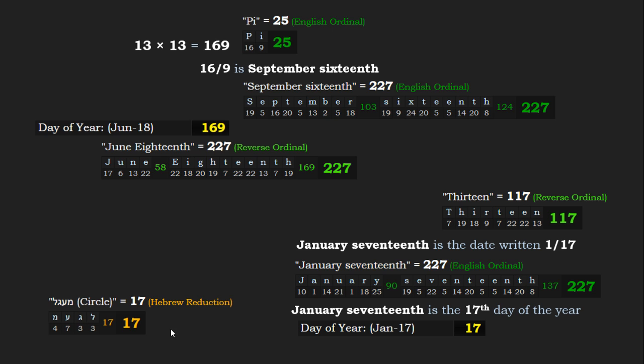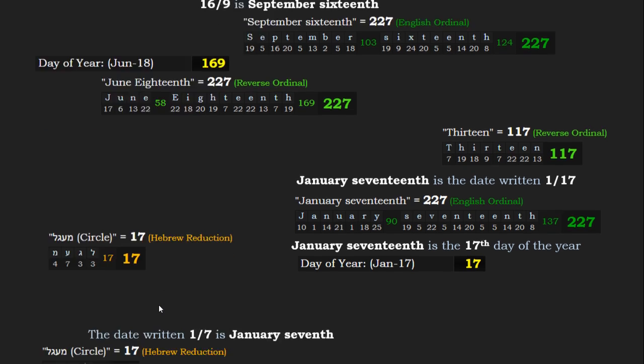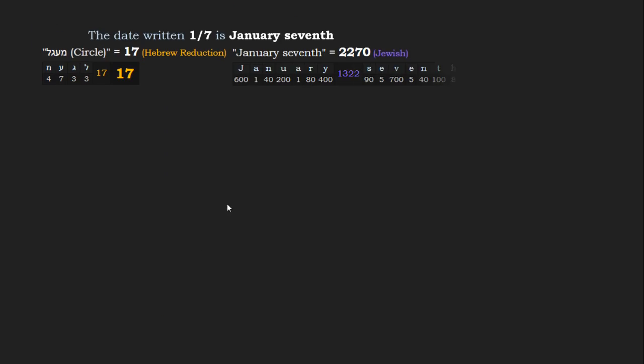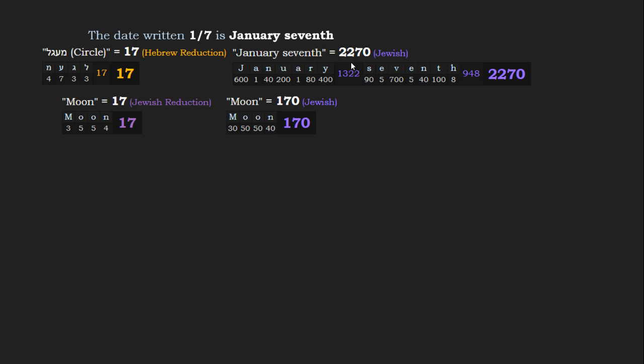In Hebrew reduction, the word circle equals 17. When you write out January 7th in Jewish gematria, this sums to 2,270, a lot like the number 227. 17 is also the gematria of moon, if we were to take the Jewish method and reduce each value to a single digit. Furthermore, in standard Jewish gematria, the word moon equals 170.